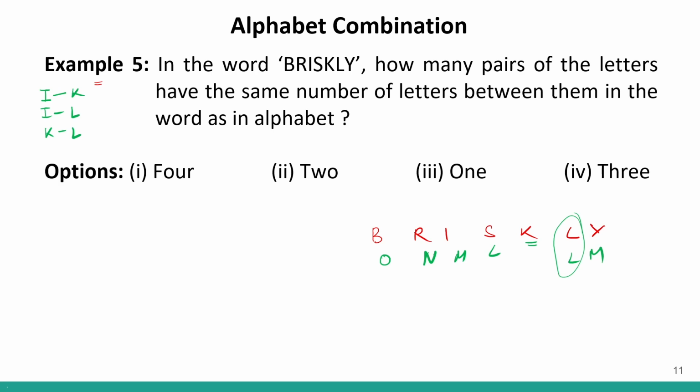Okay. Now, let us check from L. After L, we have M, N, O, P, Q. Here we will have M. Anything common? No. After Y, we have only Z. Anything common? No. So, in total, we have 3 pairs now. There are 3 pairs in the word briskly that have the same number of letters between them as in the alphabetical order. So, the answer will be option number 4, 3.